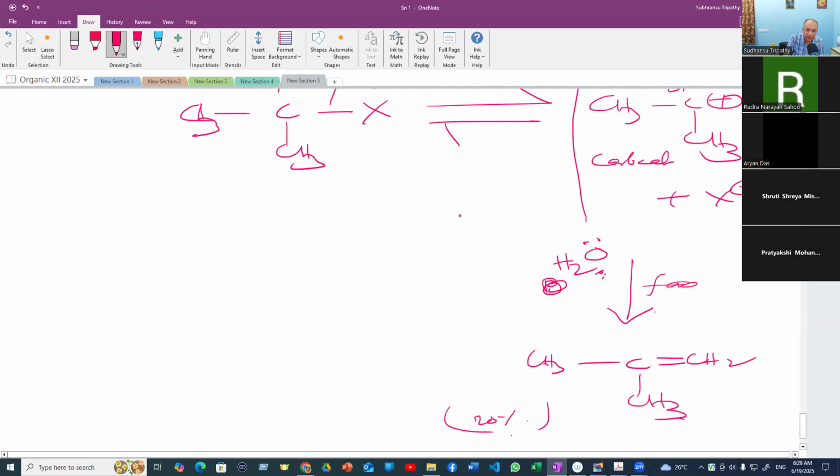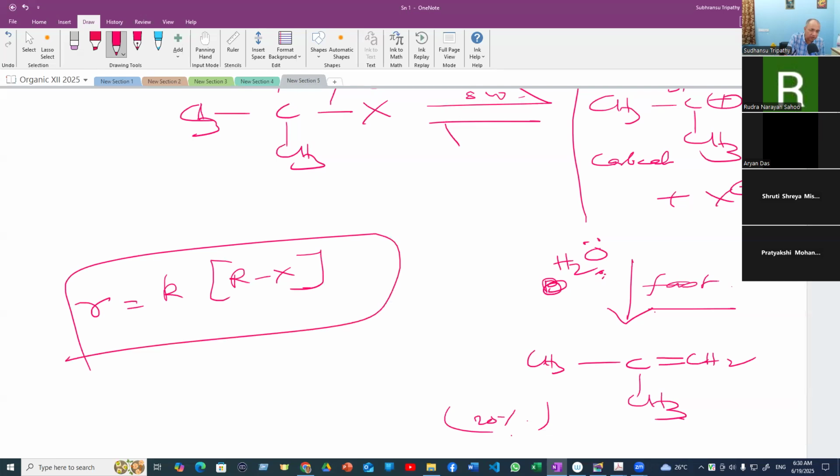This is fast, this is slow, so it's a pseudo, of course this is elimination. So rate law is governed by the substrate concentration alone. Because this step is fast, the nucleophile water is taken in large excess. The order with respect to water is 0. That is why it is a first order process E1.